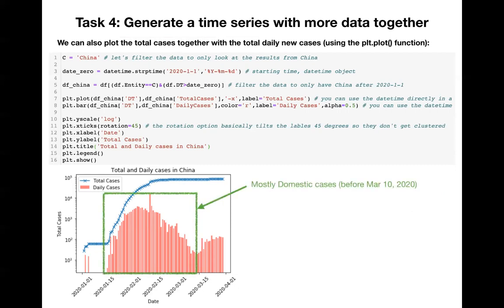So you can see that before March 10-ish, most of the cases here are domestic. That's when you have the outbreak, mostly inside the country. And after that, you see a growth in the daily cases, and these are actually where you start to have imported cases because the outbreak is starting outside.